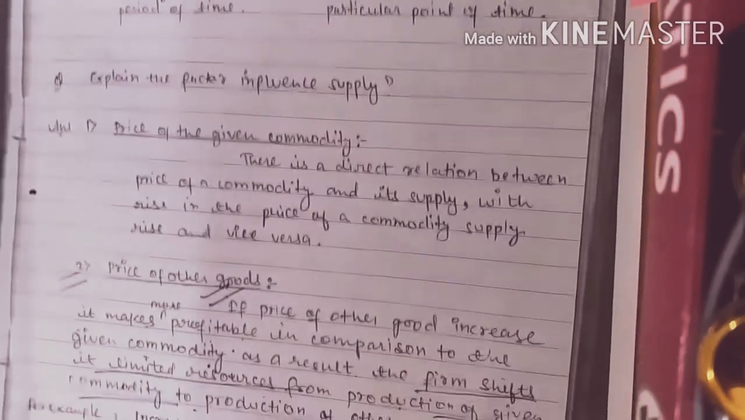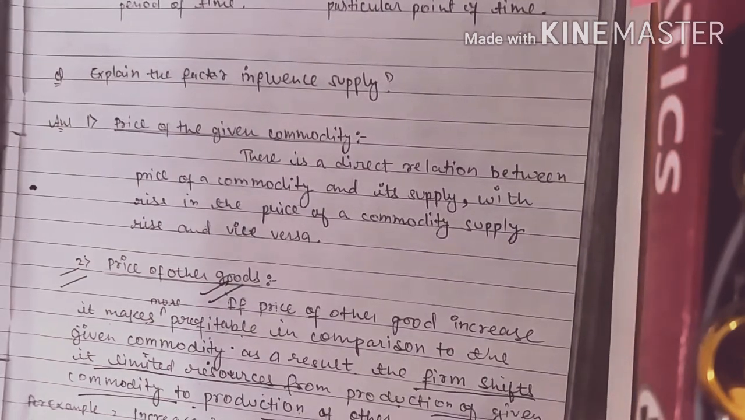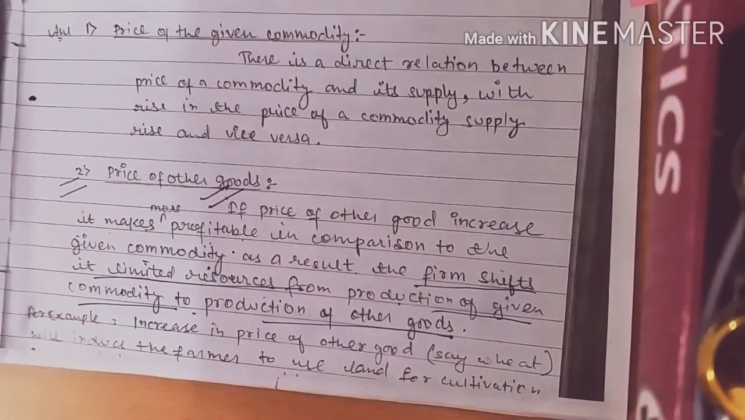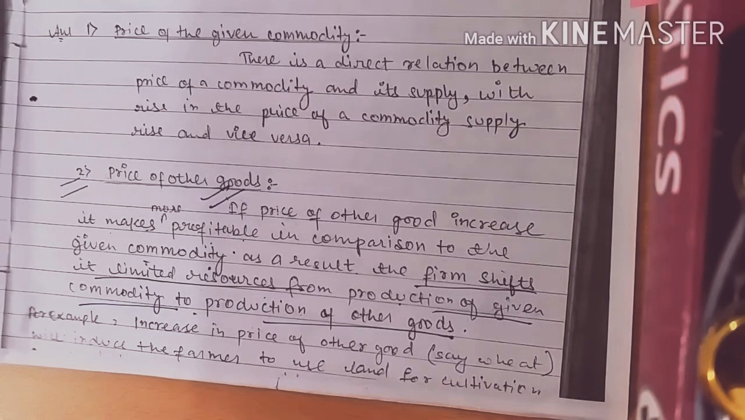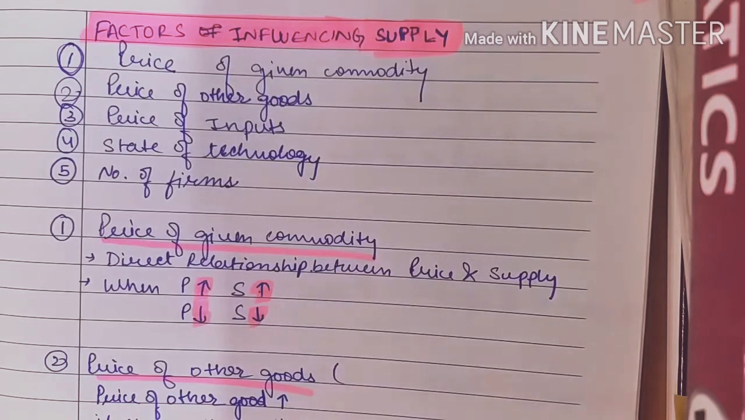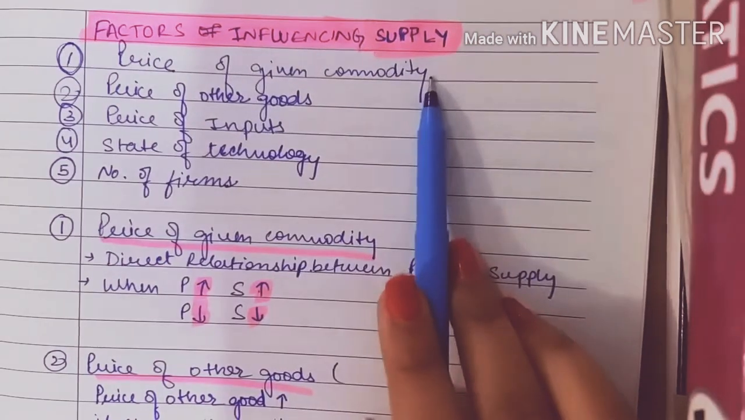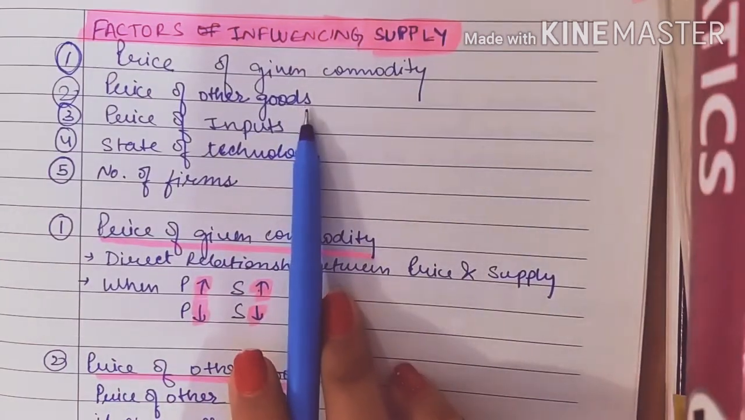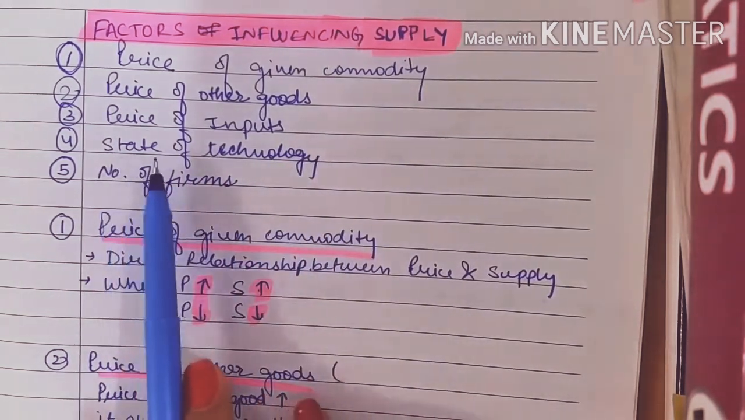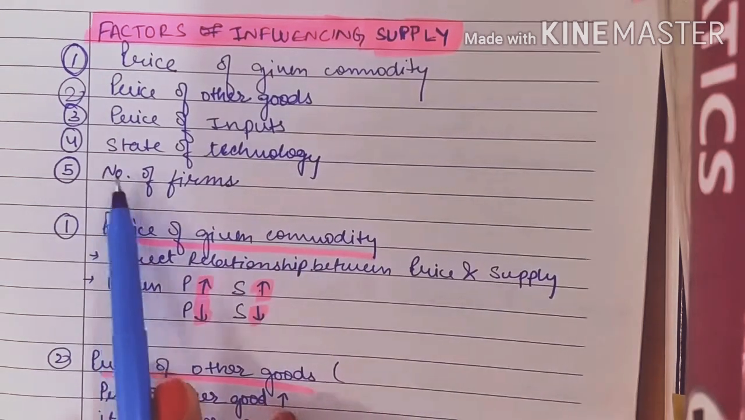Next question. Explain the factors influencing supply. Price of the commodity. There is a direct relationship between price of a commodity and its supply. With rise in the price of a commodity, supply rises and vice versa. So, there are 5 factors influencing supply. First, price of given commodity. Second, price of other goods. Third, price of inputs. Fourth, state of technology. Fifth, number of firms.